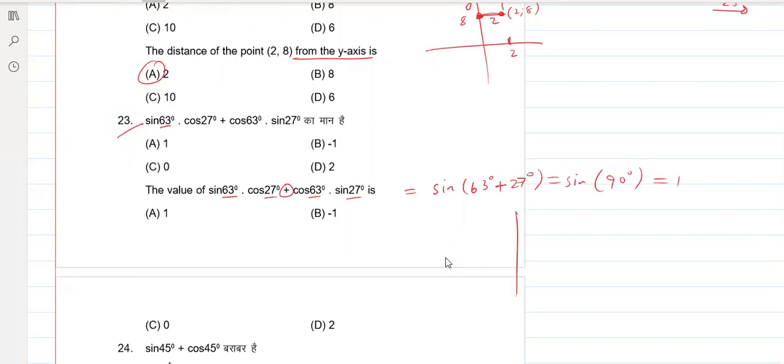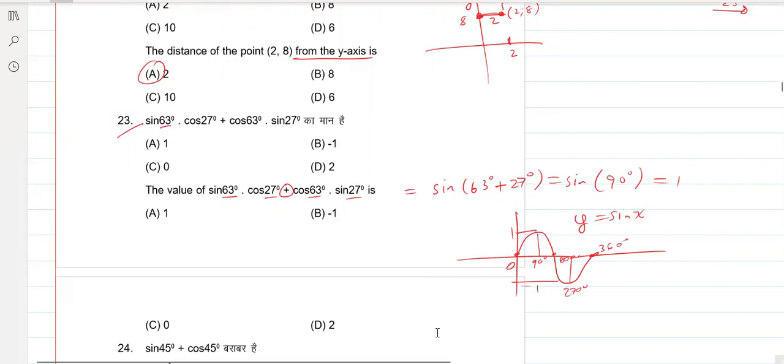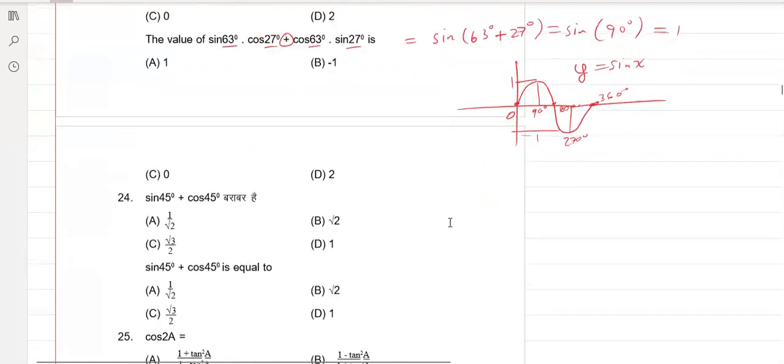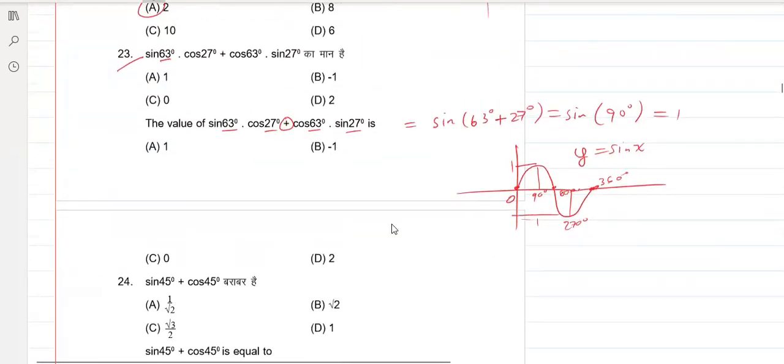How is it equal to 1? You can look at the sine graph. Just getting the graph of y is equal to sine x. There it is here: 0, 90, at 90 is 1. That's 180, 270, the value is minus 1, and 360. Sine of 360 is 0. All right, so that is solved. Your solution is 1. Answer is A.